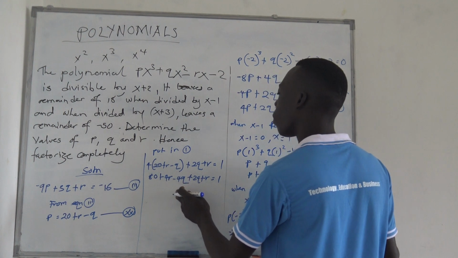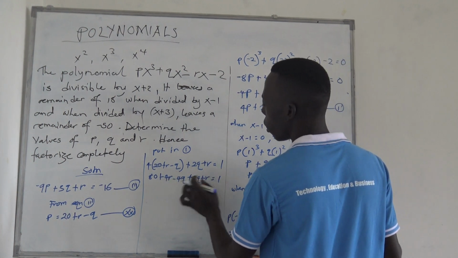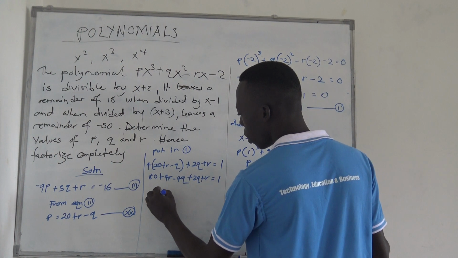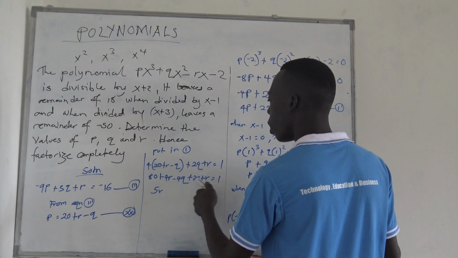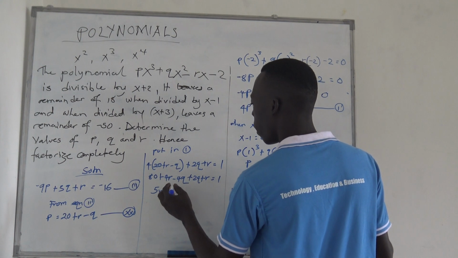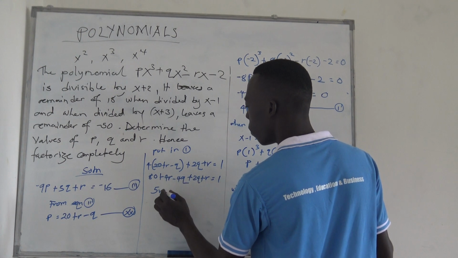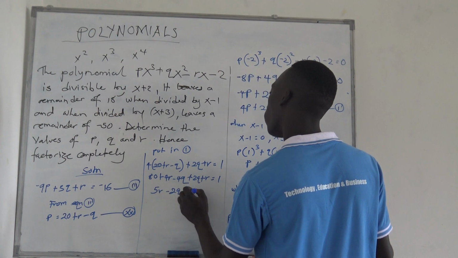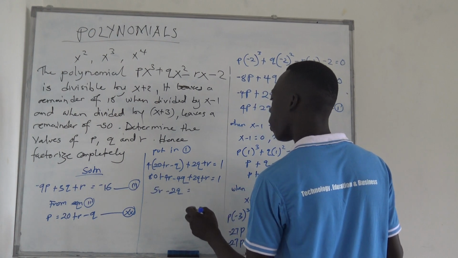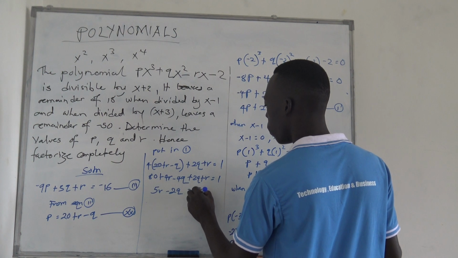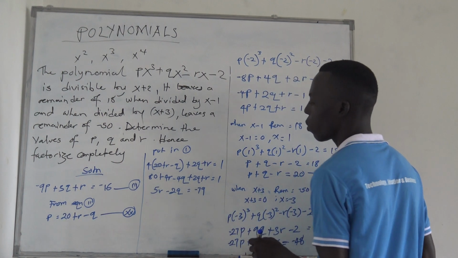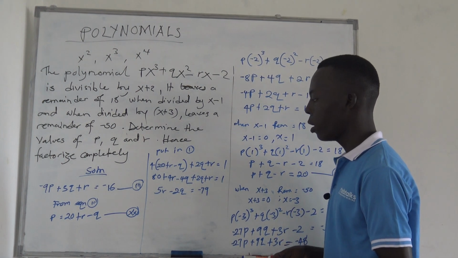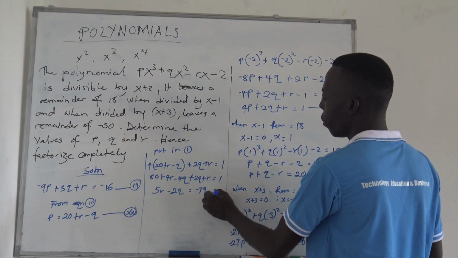So now we also collect like terms R and Q. When we add 4 plus this one, that is 5R. So this one and this one give us a minus 2Q. So equals, when moving the 8 to the other side, it becomes negative 79. So that will be our equation, which we shall call equation A.